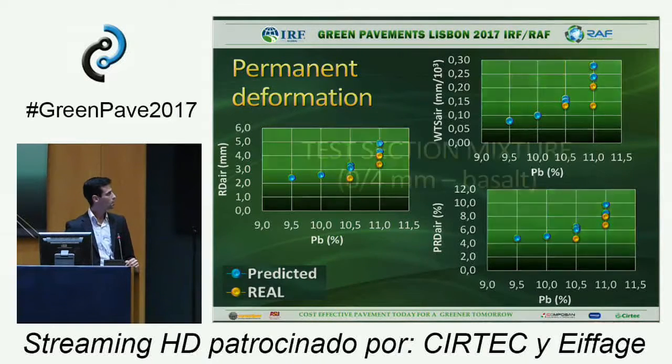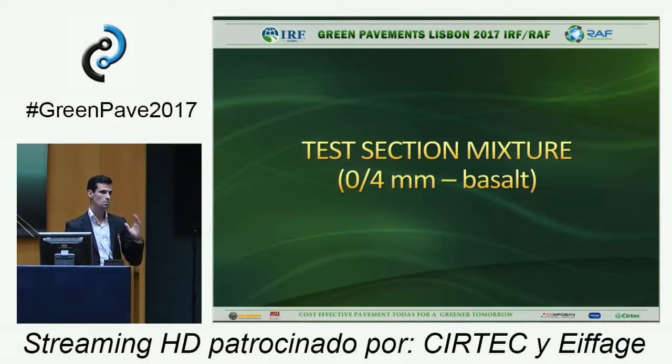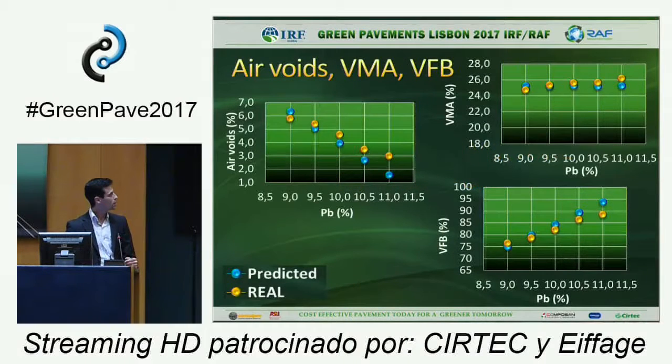Then we went and made the same mix design, but we only changed, again, this fraction. We didn't use limestone. We wanted to use basalt to see what changes we would have in terms of the performance. And you can see here, you have a bigger gap in terms of the air voids. But somehow, it shows you the tendency. And the same is for the VMA, and the same is for the VFB.